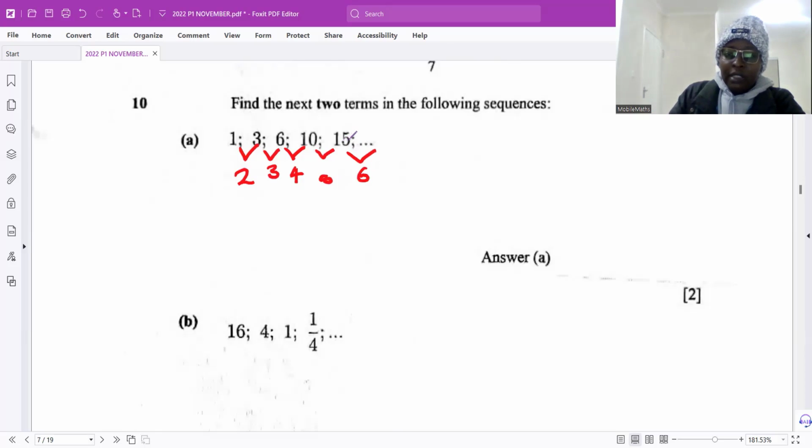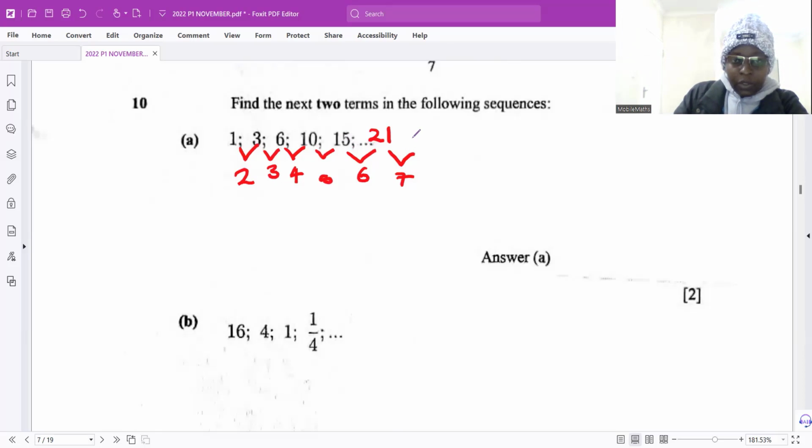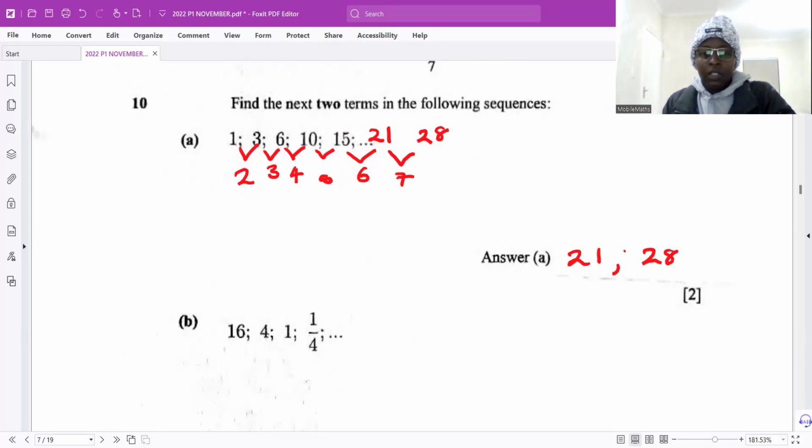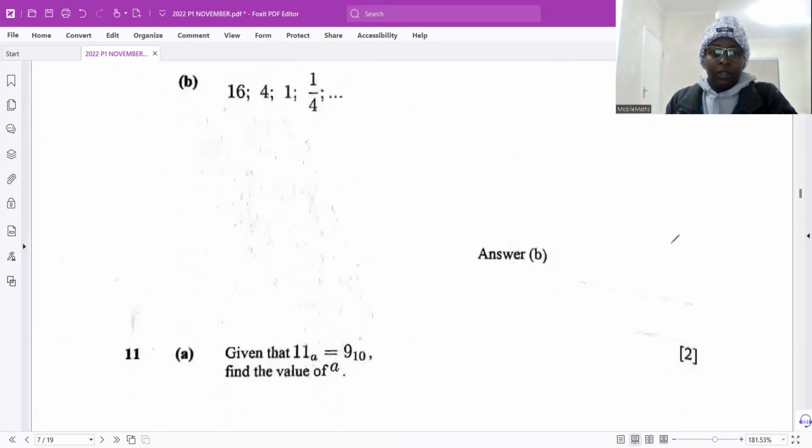So we can say 15 plus 6, we get 21. Then from 21, we are going to add 7. 7 plus 21, what do we get? We get 28. So it means our terms are 21 and 28. Let's move on to the next question.